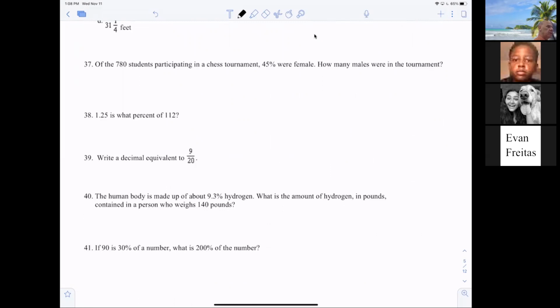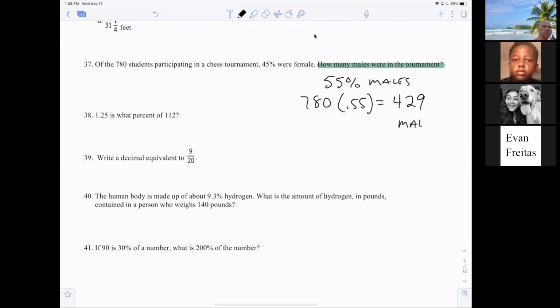Okay, 37. Of the 780 students participating in the chess tournament, 45% were female. So now they're asking about males. So this is important, guys. What percent were males if 45% were female? 55%. 55% were males. That's right. 100 minus 45 is 55. Now you're just doing 780 because that's the total multiplied by 0.55. And tell me what that is. How much? 429. Thank you. So we have 429 males.